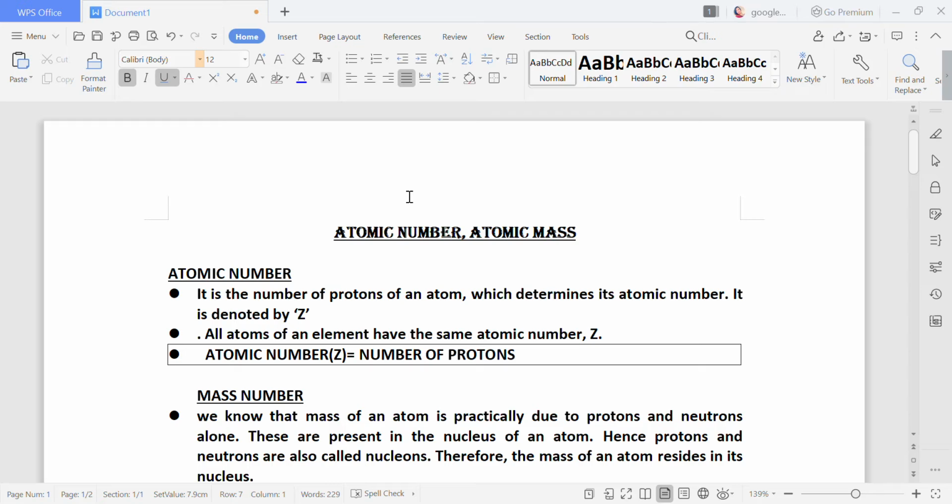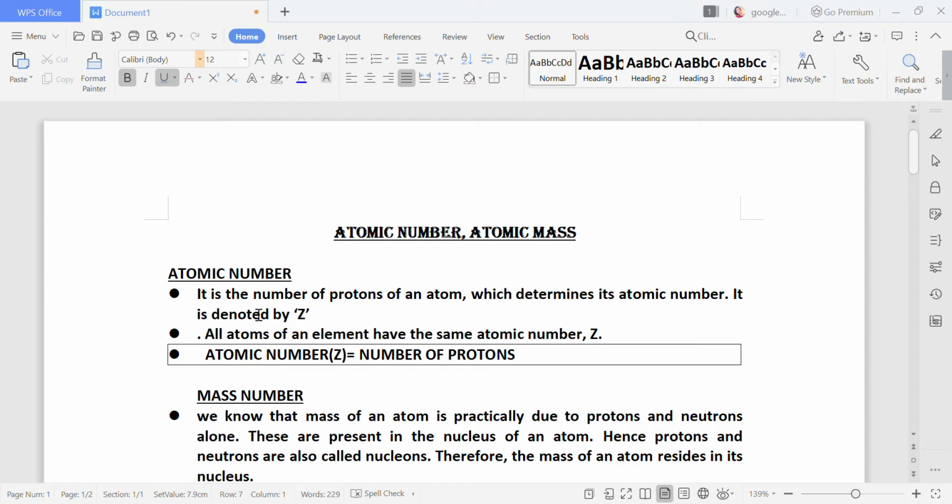Children, today we are going to discuss a new topic: atomic number and atomic mass. First of all, we will see atomic number. Children, atomic number is the number of protons present in an atom. It is the number of protons of an atom which is determined, and this is actually the atomic number. So the number of protons will tell you the atomic number of an element.